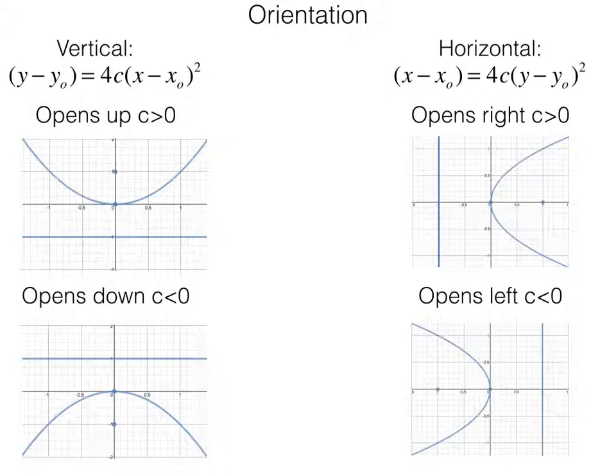The parabola can have 4 different types of orientation. It will either be vertical, opening up or down, and that will depend on if the x terms are squared. It will open up if c is greater than 0, and open down if c is less than 0. Or we have a horizontal orientation, and that'll occur when the y terms are squared. It'll open to the right when the c term is greater than 0, or to the left when the c term is less than 0.